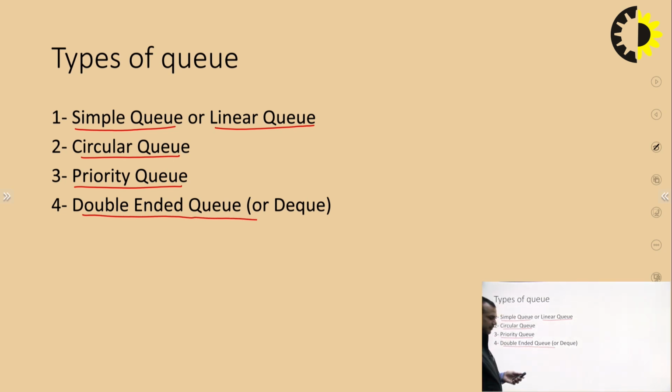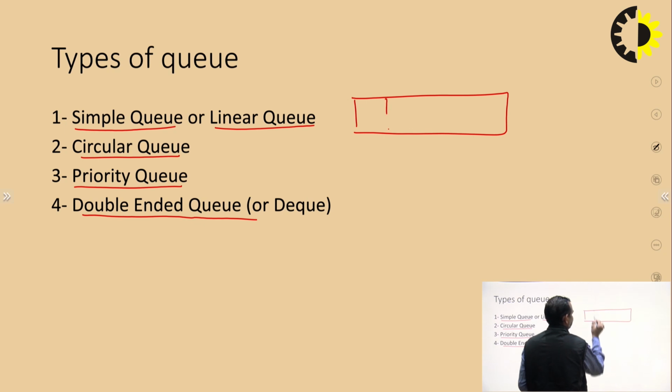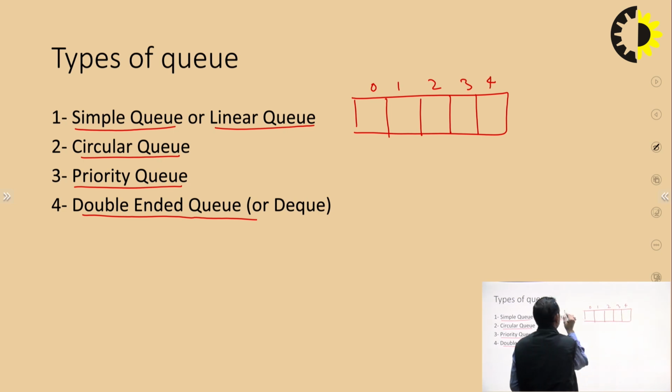Now we have to discuss the linear queue first. Linear queue means we perform the operation only in one direction. Suppose I create a queue that is 0, 1, 2, 3 and 4, and we define this queue with a size of 5.